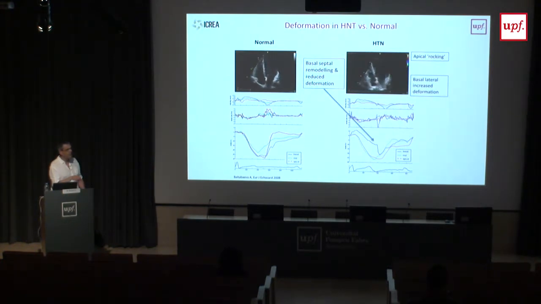And then after aortic valve closure, we see something which looks like contraction, but of course it does not contribute to ejection because the valve is already closed. And this is what we call post-systolic deformation.